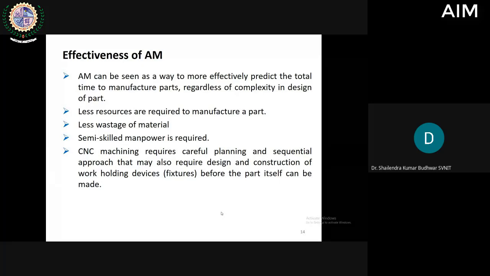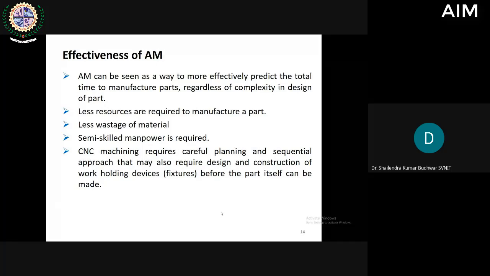but in case of conventional manufacturing technology, a large number of resources are required. There is also less wastage of material; you can say that there is a negligible amount of wastage in case of additive manufacturing as compared to conventional manufacturing processes. And semi-skilled manpower is required in case of additive manufacturing, while CNC machining requires careful planning and a sequential approach that may also require design and construction of work holding devices before the part itself can be made.